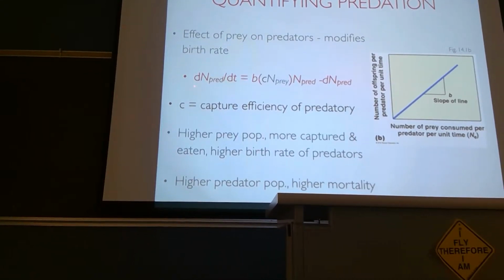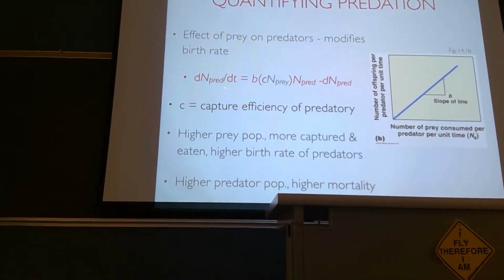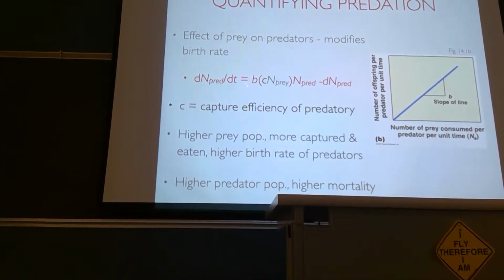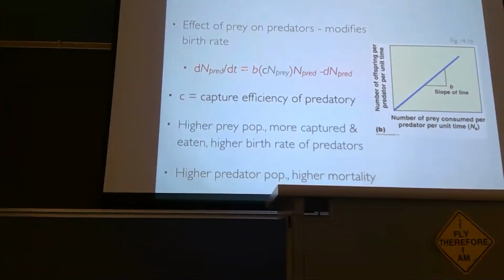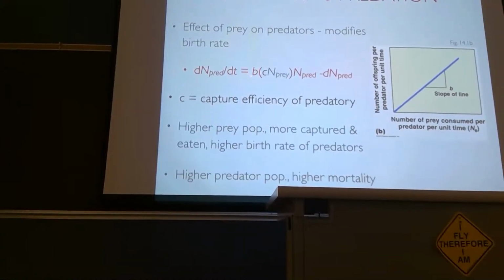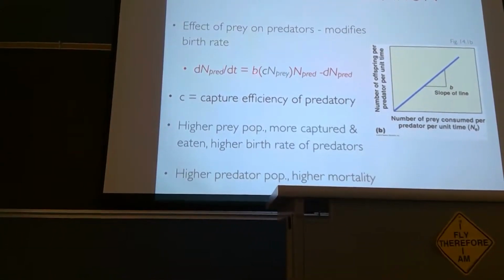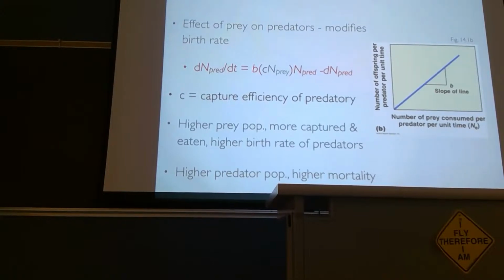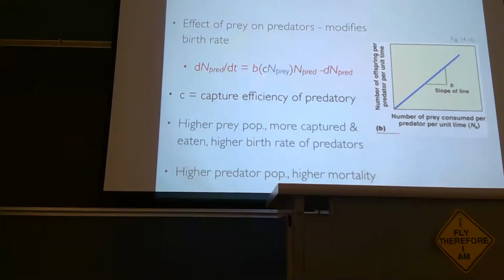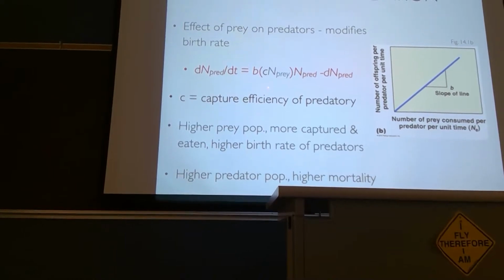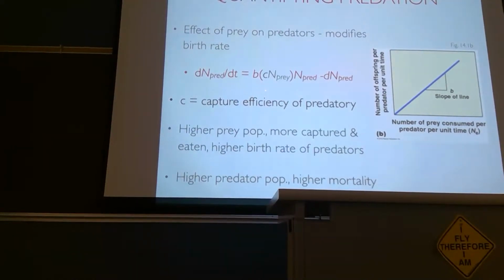So the change in predator population over change in time will be equal to the bump in birth rate from consuming prey, that's B. The B here is a factor of the increase in your birth rate from being able to eat this nutritious food resource, times your capture efficiency, times the prey population size. The more prey, the more you will have to eat, the more your birth rate will go up.